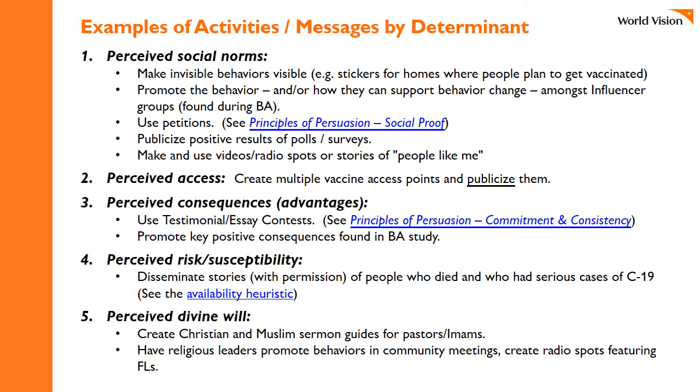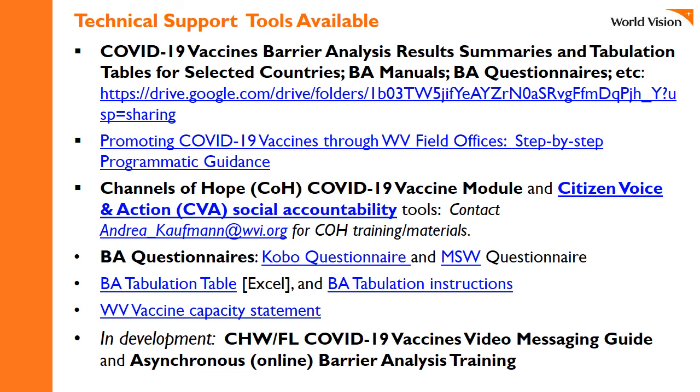We will be getting your ideas on how to address some of these determinants of COVID-19 vaccinations in a few minutes, but here are a few suggestions on how to address these. I won't go through this now, but feel free to reach out to us if you want to discuss these further. I've included links to a few resources where you can learn more as well. So here are some of the questionnaires, tabulation tables, the barrier analysis guides, and other guidance that we have available. You'll have access to these slides afterwards, so you might want to explore some of these tools.